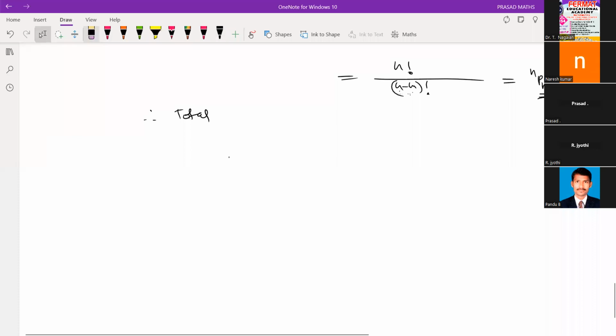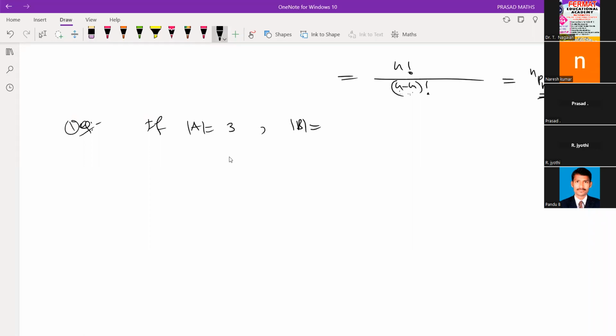So this is very, very important. Suppose you are given a problem. This question was asked in the NET exam also. Number of one-one functions. Suppose cardinal of A is 3 and cardinal of B is 4. Then the total number of one-one functions from A to B.